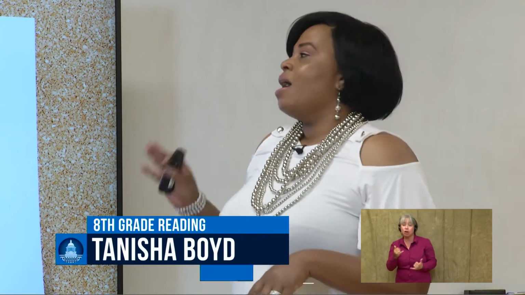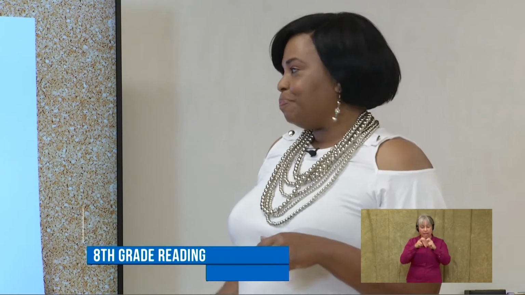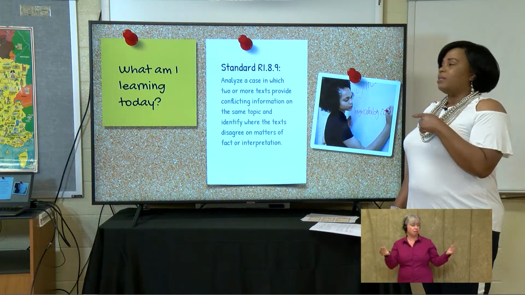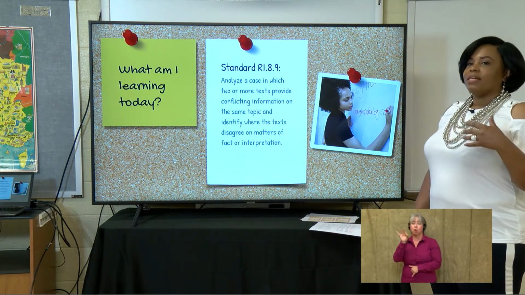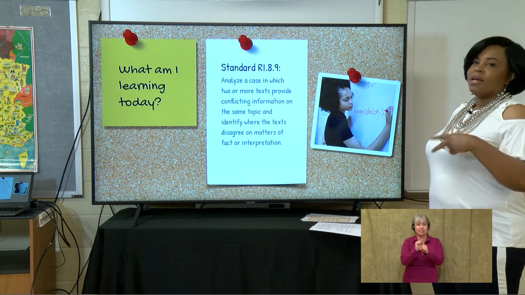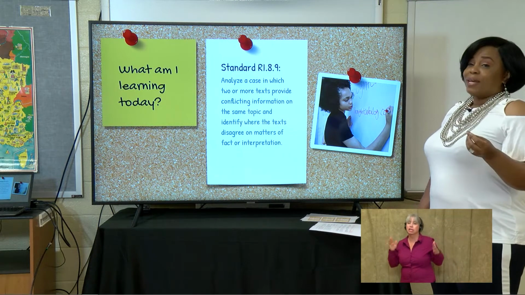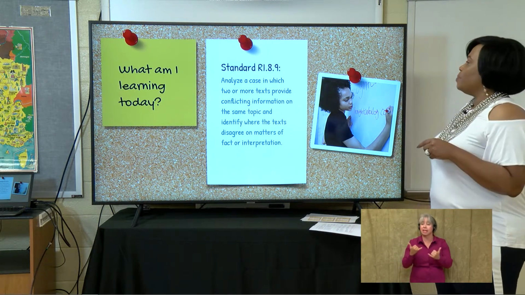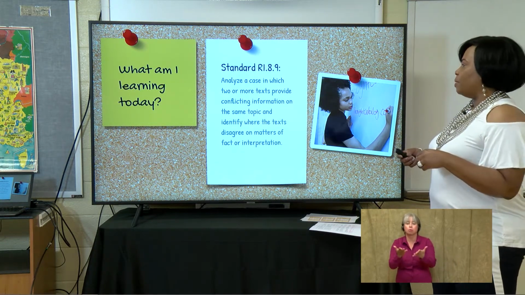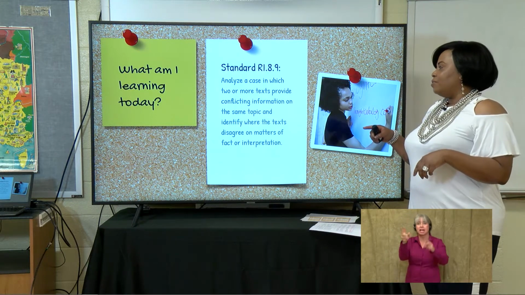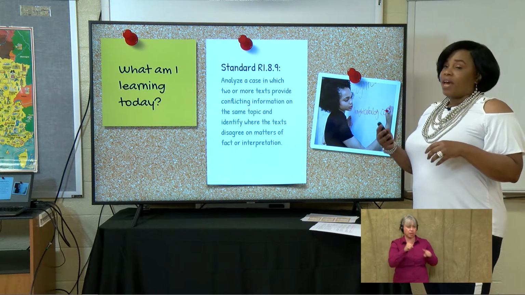We are still talking about analyzing conflicting information. So last week, we were talking about the standard RI 8.9, which talks about analyzing a case in which two or more texts, whatever types of text they are, whether it's a fairy tale, an article, a news piece, and today you'll see that there's another type of text that you can look at, providing conflicting information, so information that disagrees about a particular point on the same topic, and identify, so figure out, point out where those texts disagree on matters of fact or interpretation.